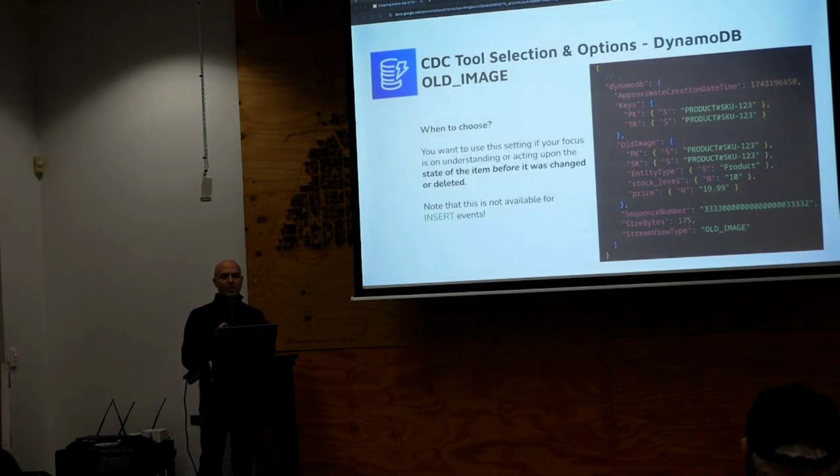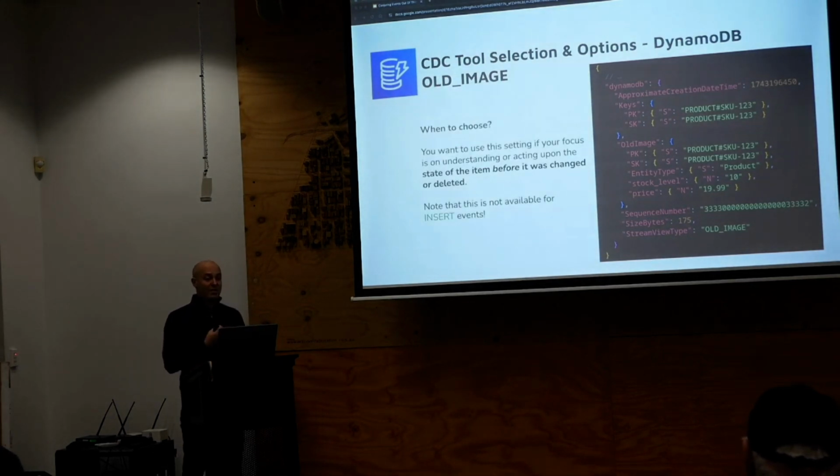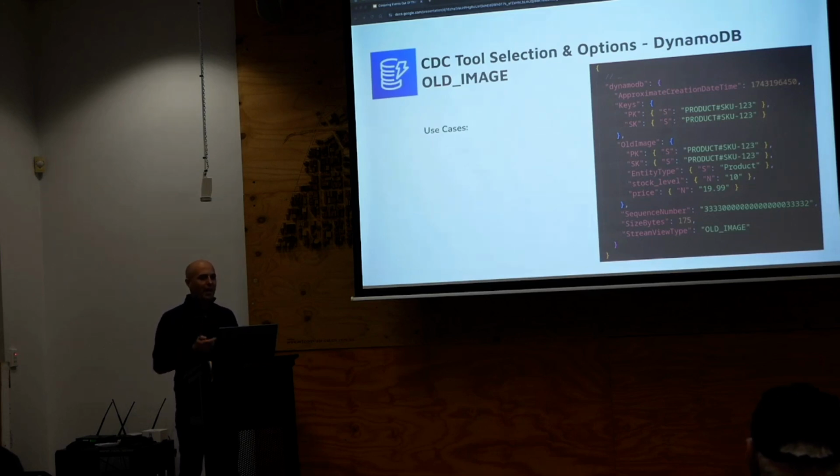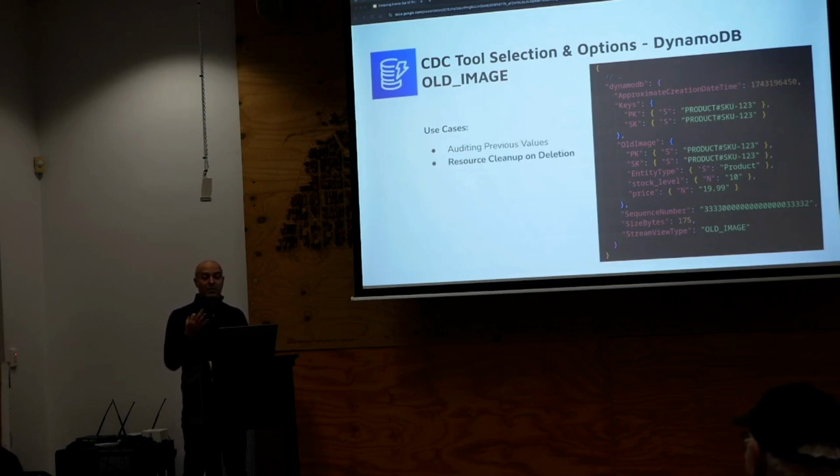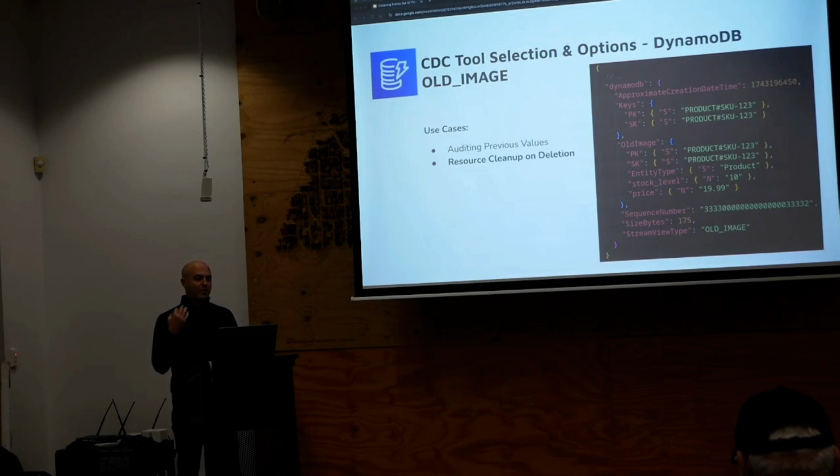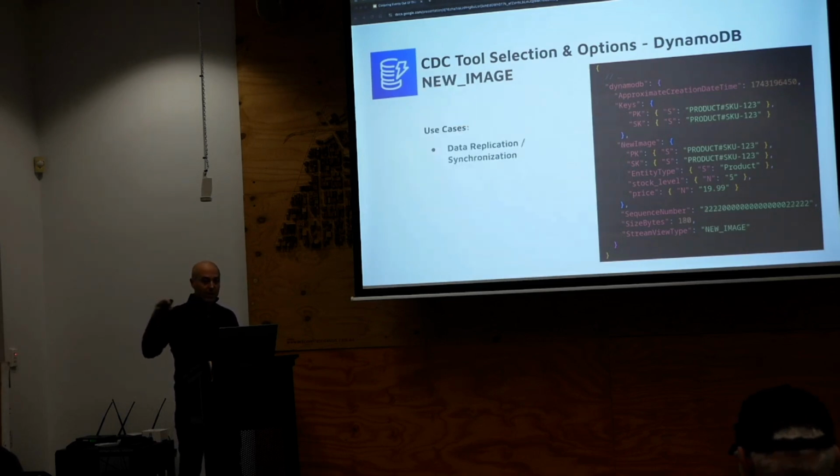And now onto old image. You want to use this setting if your focus is understanding the state of the item before it was changed or deleted. This is not available, obviously, for insert events because there was no item. You're inserting it for the first time. Some use cases: logging the state of an item before it was modified or removed. This is good for compliance or historical tracking. When an item is deleted, you may want to use the information from its previous state to clean up, say, associated external resources.